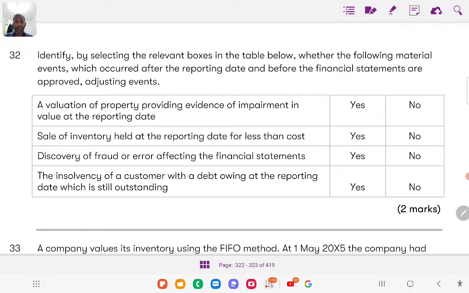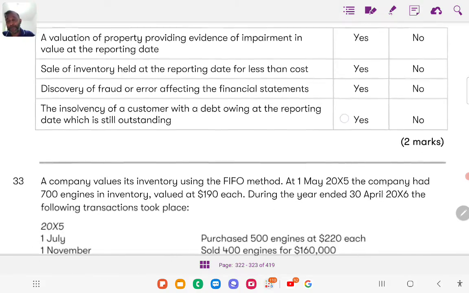Discovery of fraud or error affecting the financial statement. Remember, when any fraud or error affecting the financial statement is discovered subsequent to the balance sheet date, we also need to adjust. So that also the answer is yes. The last one, the insolvency of a customer with a debt owing at the reporting date which is still outstanding. Please remember, one example of an adjusting event given in the standard is this fourth one. So that is also an adjusting event accordingly. For all 4 options the answer is yes.